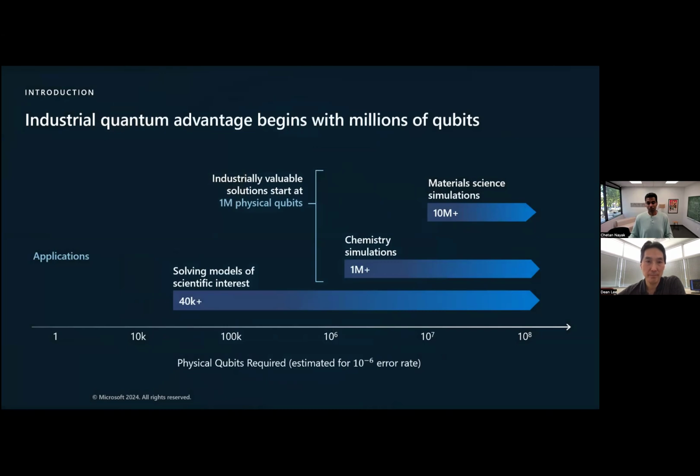Okay. And if I look at different applications, solving models, for instance, of scientific interest, like maybe solving the Hubbard model of correlated electrons, then with 40,000 plus qubits, you can start to do that. Chemistry simulations need a million, material science simulations a little bit more. Cryptanalysis, like breaking RSA based on Shor's algorithm, is sort of in between these two. So these are the kinds of scales we need if we want to have a quantum computer that we can really do something impactful with.